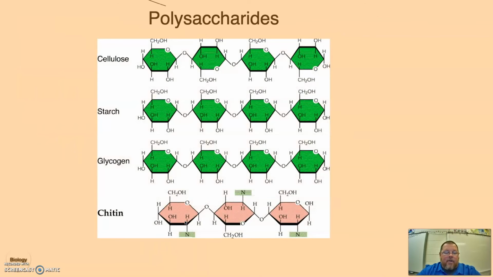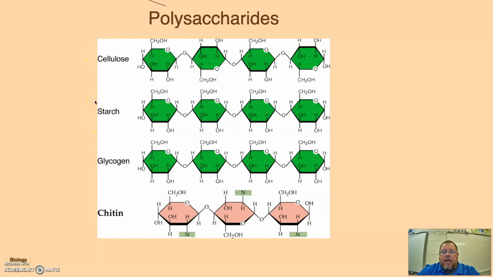Moving on to polysaccharides, here are 4 different examples of polysaccharides. The 2 at the top, cellulose and starch, are found in plants. The 2 at the bottom are going to be found in animals, and in some cases, for example, chitin, that's going to be found in fungi. It will also be found in animals. Cellulose is going to be the polysaccharide that is found in the cell walls of plants. So this is going to be a structural polysaccharide.